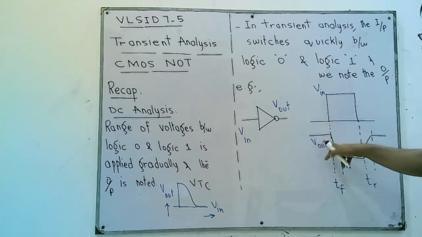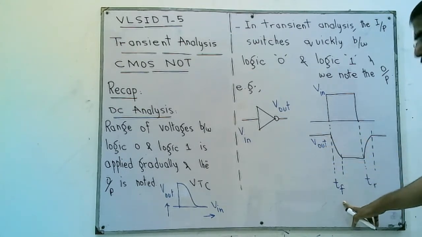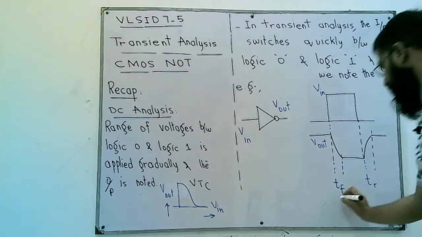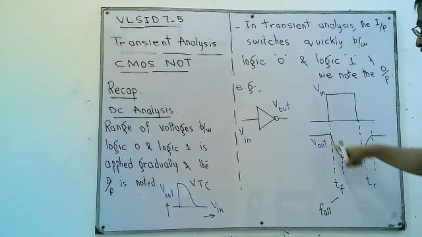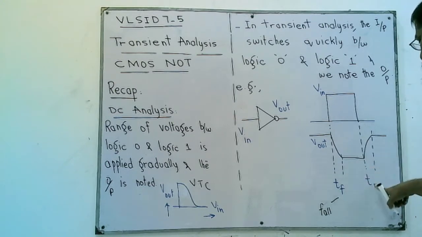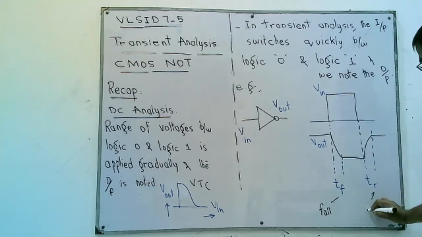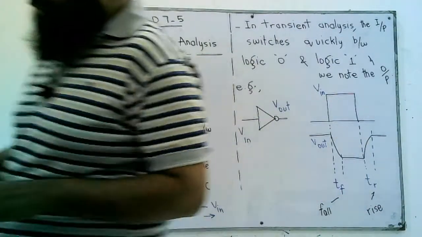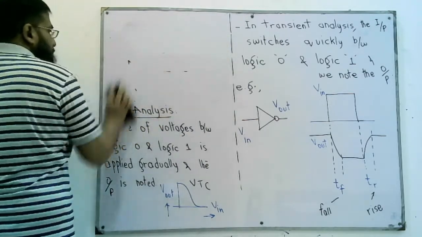The delay that is caused when the output goes from logic 1 to logic 0, we call it fall time delay, TF. Why TF? This F stands for fall time, because the output is falling from logic 1 to logic 0. In contrast, when the output goes from logic 0 to logic 1, the delay caused during this transition, we call it TR, where R stands for rise. This delay is due to the reason that we have built-in resistors and capacitors in digital circuits, right?